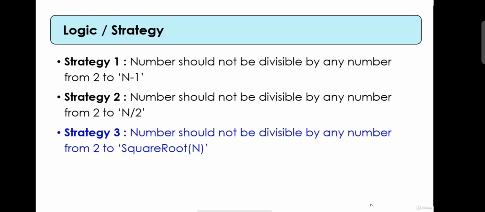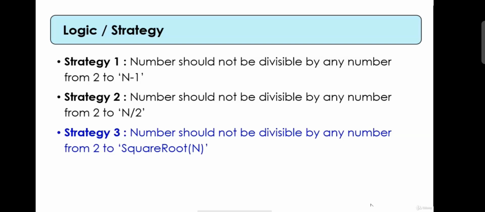The most efficient strategy is that the number should not be divisible by any number from 2 to the square root of that number. So this will minimize our iterations further, and this is the most efficient strategy out of these three. So in this session we will implement the third strategy to check whether the given number is a prime number or not.